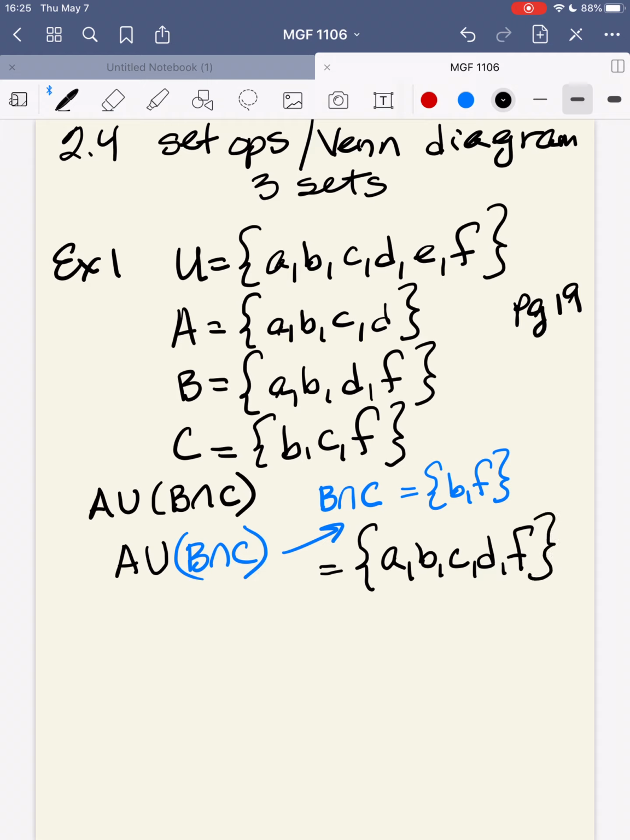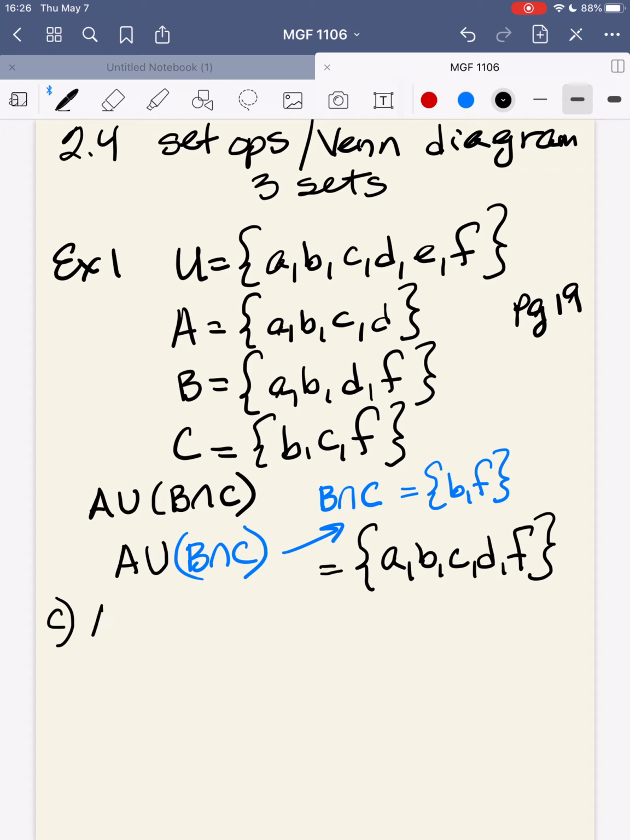Okay, so you want to just do these the same way. You want to do them in pieces. If there's a parenthesis, take care of it first. If there's a parenthesis and then a complement, you take care of that first. You do all those things first. Okay? I'm going to go ahead and look at part C.